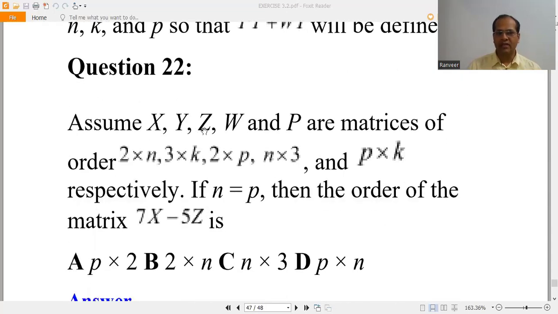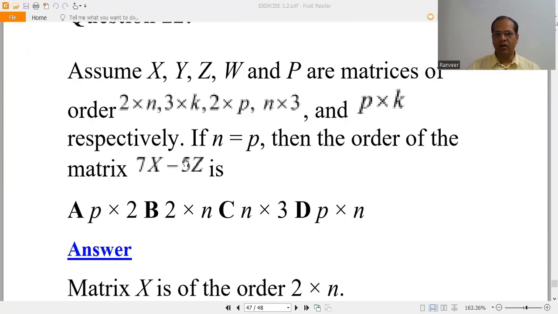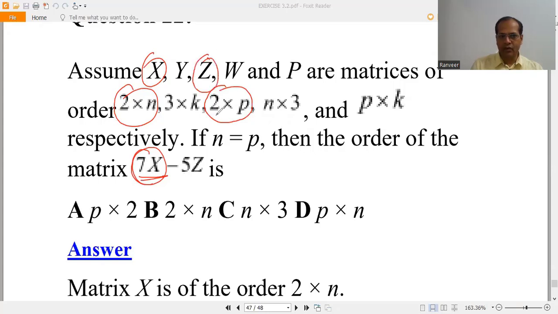Next question: assume x, y, z, w, p are matrices of order 2 by n, 3 by k, 2 by p, n by 3, and this is the order. If n is equal to p, then first of all, we have to see x, this is the order. When we multiply by any number, the order will not change. And z order is 2 by p, and n equal to p is given, so we can write the order here as 2 by n, and 2 by p.